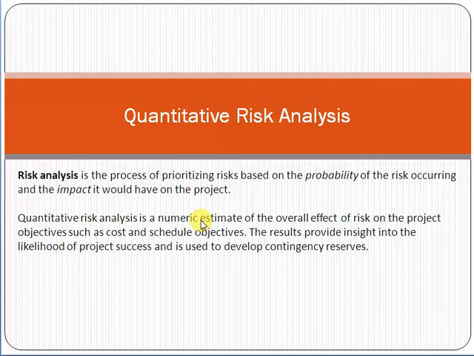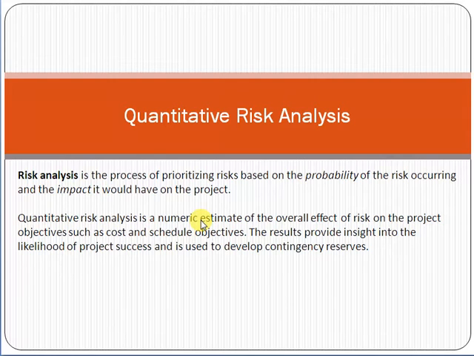Now, quantitative risk analysis is a numerical estimate of the overall effect of risk on the project objectives such as cost and schedule. The result provides insight into the likelihood of project success and is used to develop contingency reserve. Friend, quantitative risk analysis is basically based on numerical estimation.